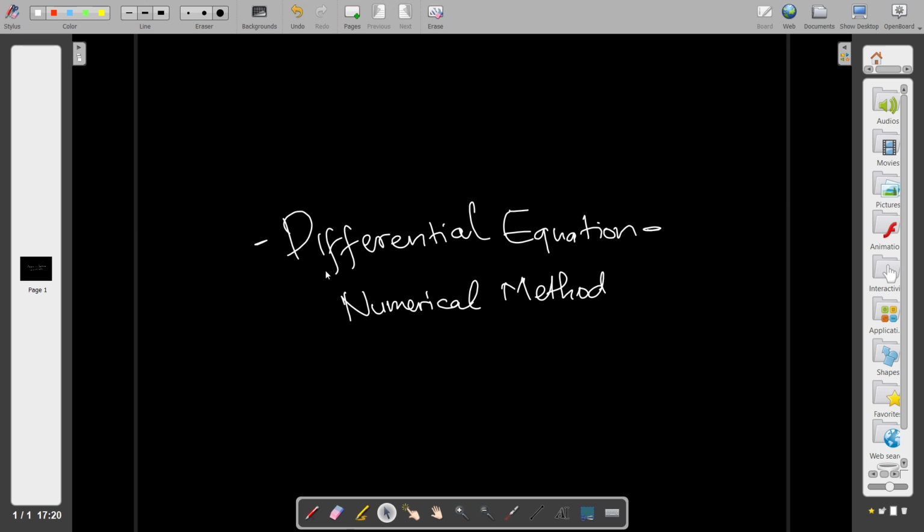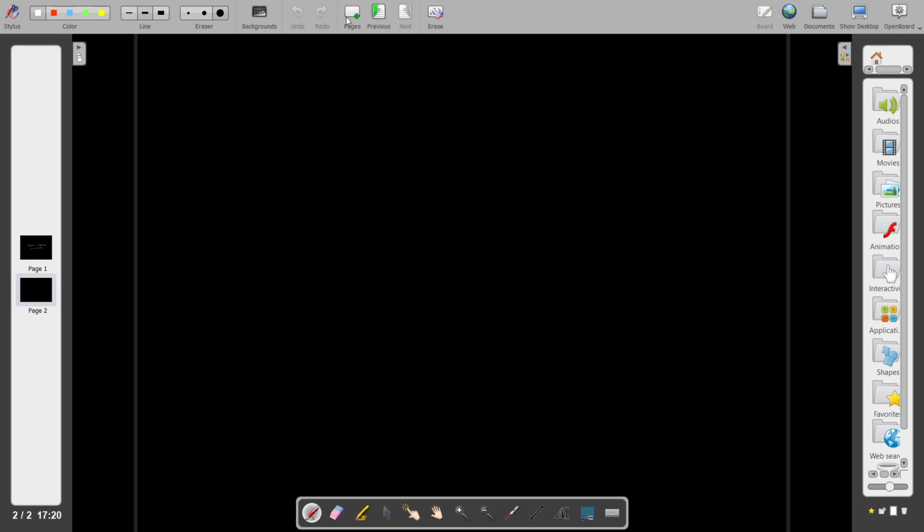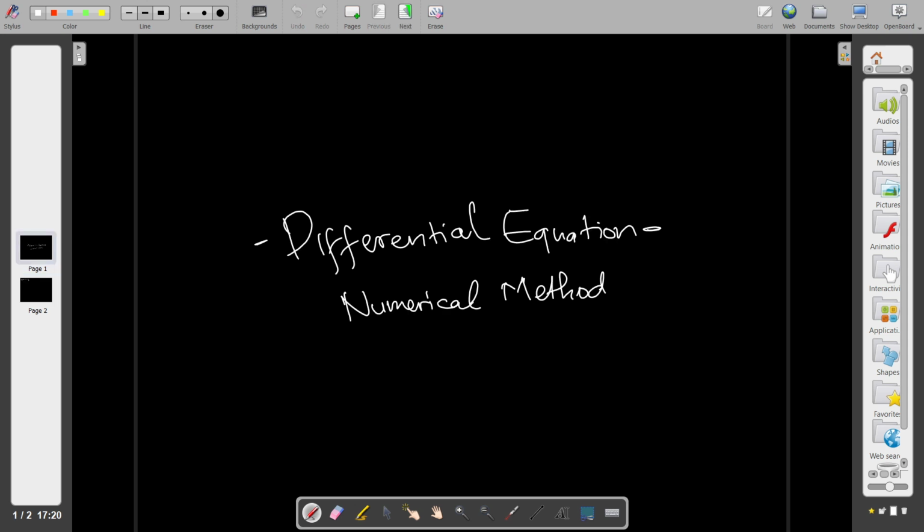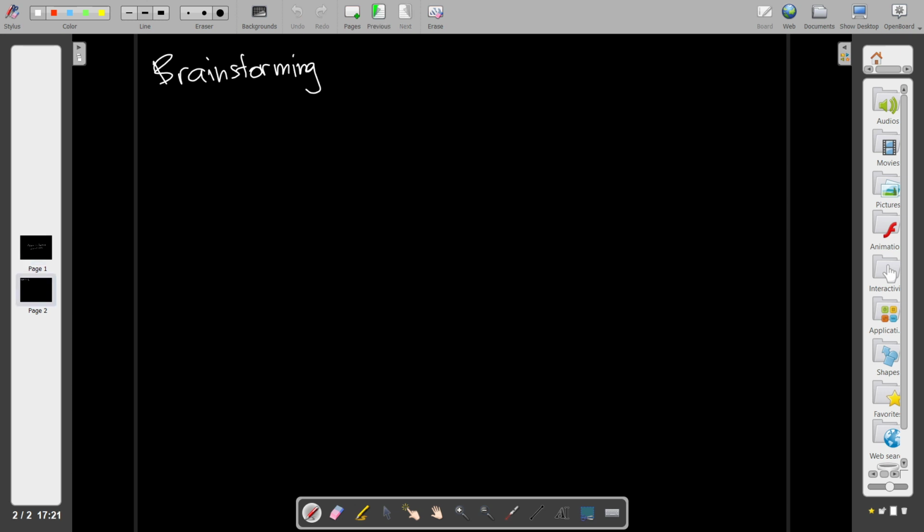And today we are going to discuss a new topic, and the topic is called differential equation, and by using numerical method. So, okay, for the ease of our explanation, I want to remind you, so this is brainstorming. Before we go to differential equation, I just want to remind you with some concepts.